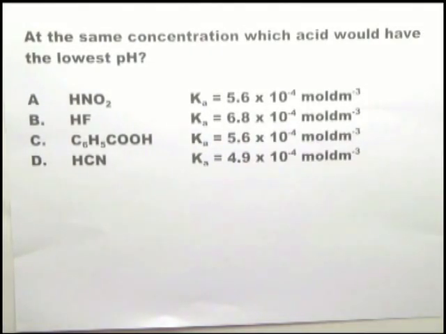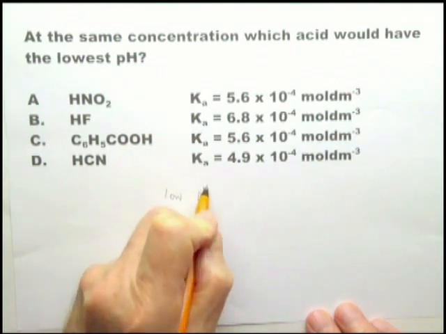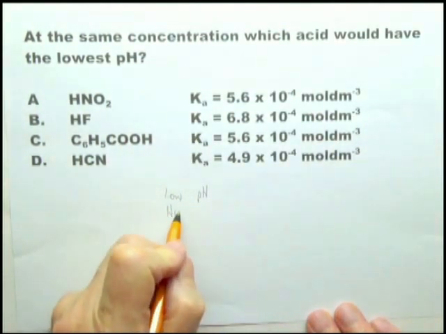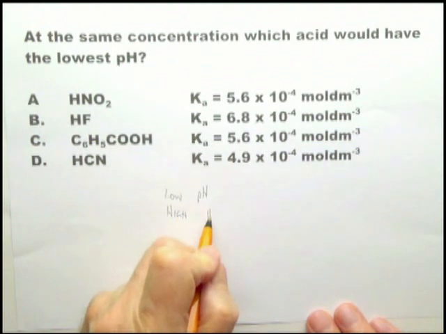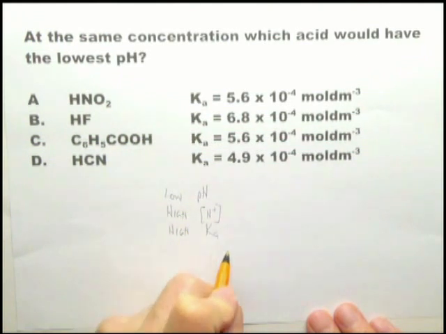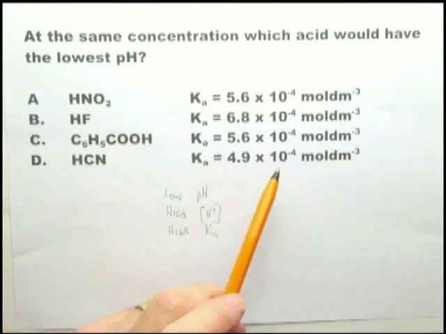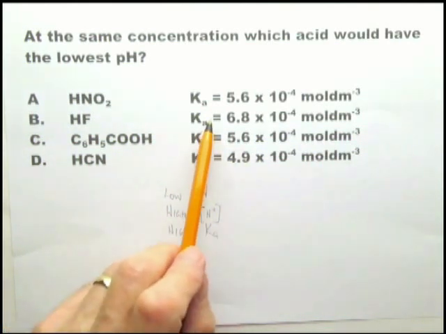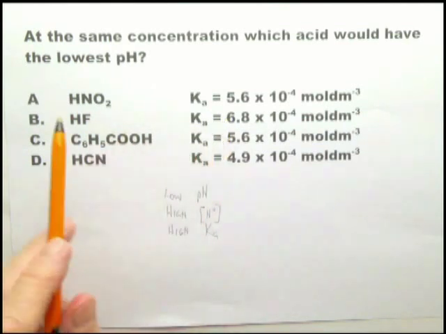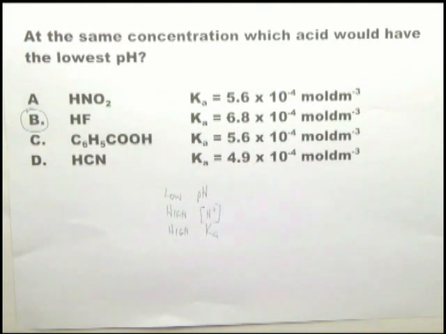From what we saw before, if you have a low pH, then you have a high concentration of H+, and you have a high Ka. The lowest pH will have the highest Ka. So what is the highest or the greatest Ka? There it is, 6.8. Again, another question that takes less than 10 seconds.